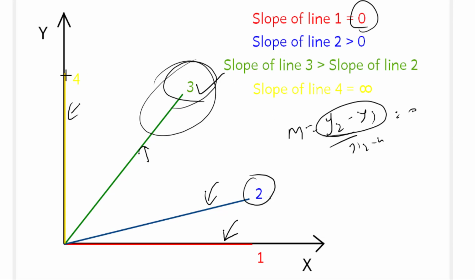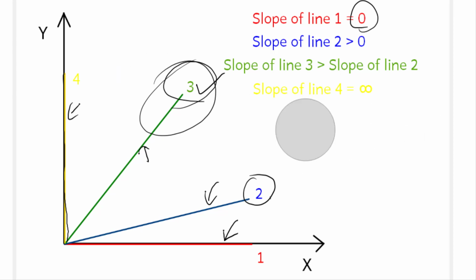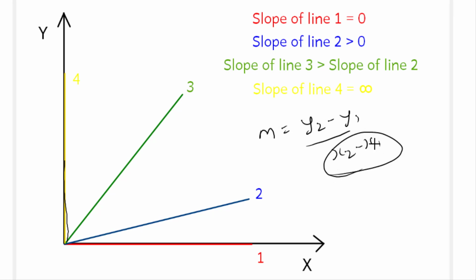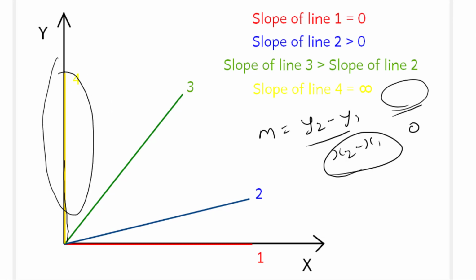Then regarding the slope of this particular line, which is parallel to the y-axis, here we see x is not changing. So when x is not changing, what slope will we get? The formula for slope is y2 minus y1 upon x2 minus x1. Because x is not changing, x2 minus x1 becomes 0, and whatever value we get, any number divided by 0 is infinity. So the slope of this yellow line is infinity. These are the various things we get.